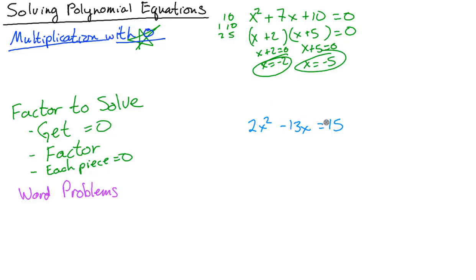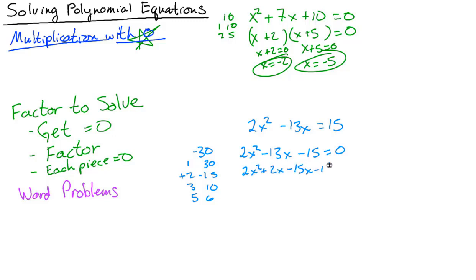Okay, let's try this one right down here: 2x squared - 13x = 15. We've got to get it equal to 0. So 2x squared - 13x - 15 = 0. Now to factor, we have to take a times c, which is a negative 30, and then take 1 and 30. Nope. 2 and 15. Oh, that could be. What about 3 and 10? Or 5 and 6. Which one of these is going to add up correctly? They've got to be opposite signs, so it's got to be a negative 15 and a positive 2. So this is 2x squared + 2x - 15x - 15.